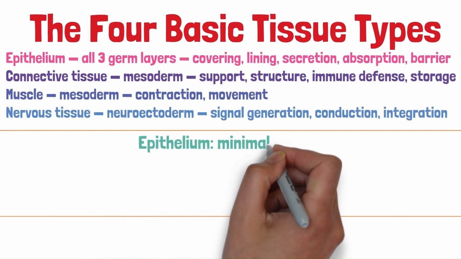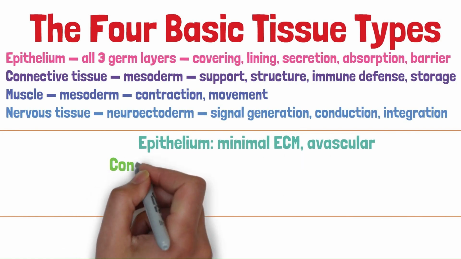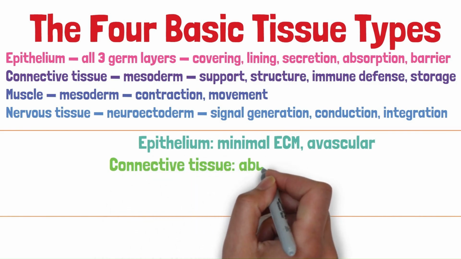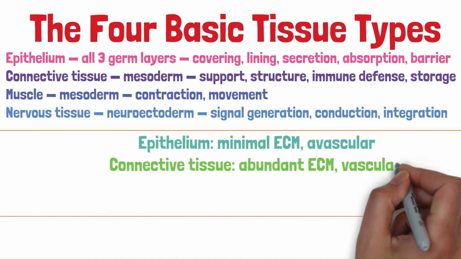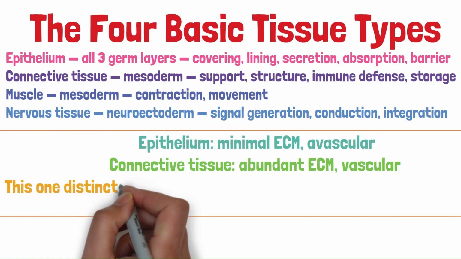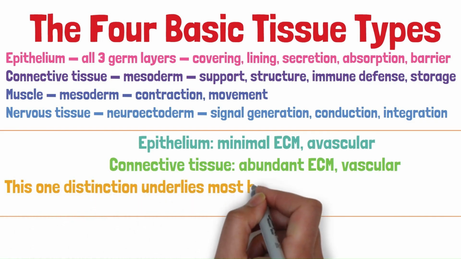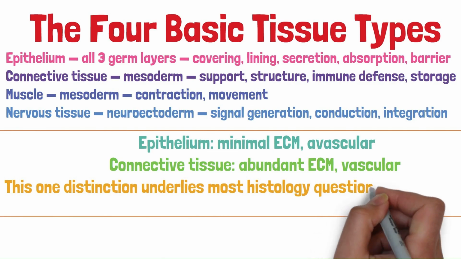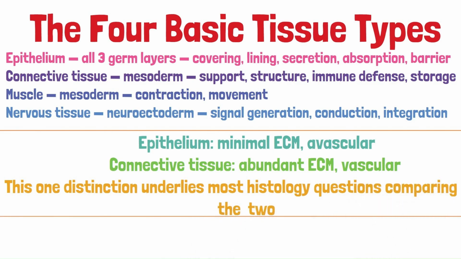Here's the distinction that matters most on your exam. Epithelium has almost no extracellular matrix and no blood supply of its own. Connective tissue is the opposite. It's defined by abundant ECM, and it's generally vascular. That single distinction underlies most histology questions comparing the two.